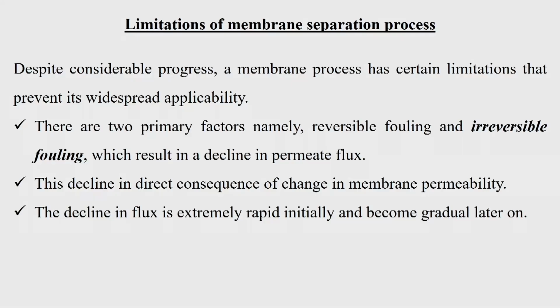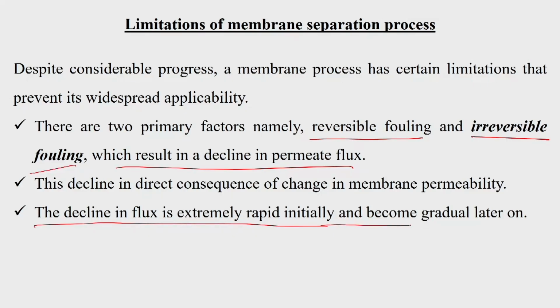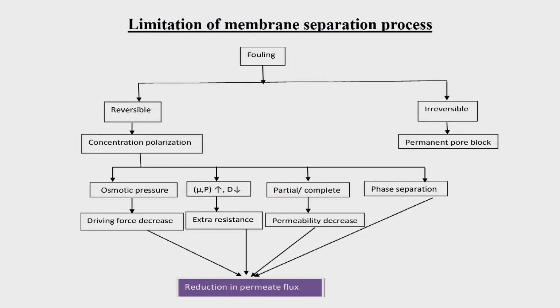However, a membrane process has certain limitations that prevent its widespread applicability. There are two primary factors, reversible fouling and irreversible fouling, which result in the decline in the permeate flux. This decline is a direct consequence of the change in the membrane permeability. With time, membrane permeability goes on decreasing, and the decline in flux is extremely rapid initially and becomes gradual later on. The consequence of reversible fouling is concentration polarization, and for irreversible fouling it is permanent pore blocking.